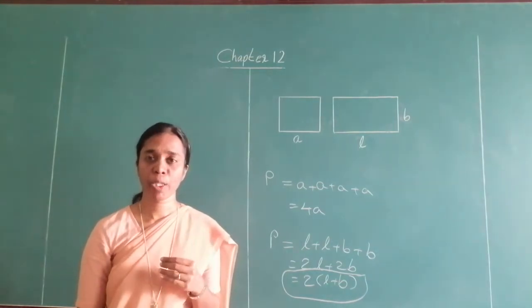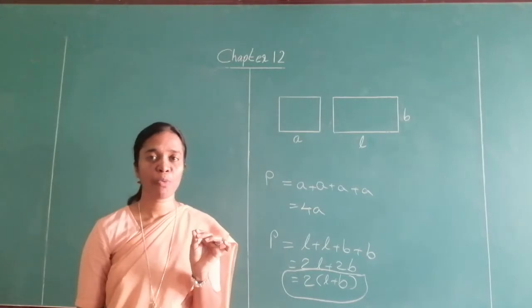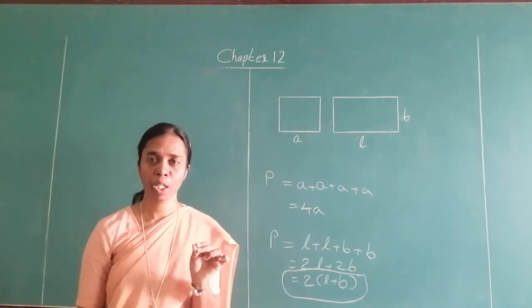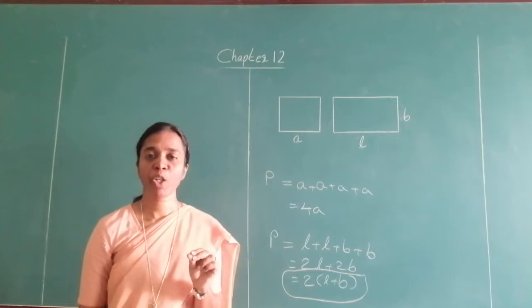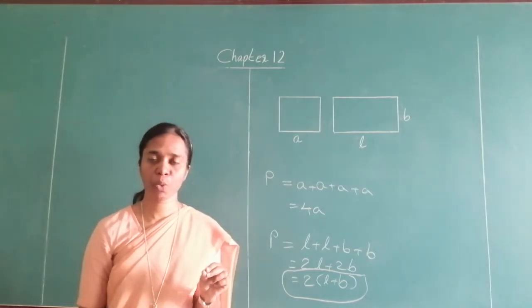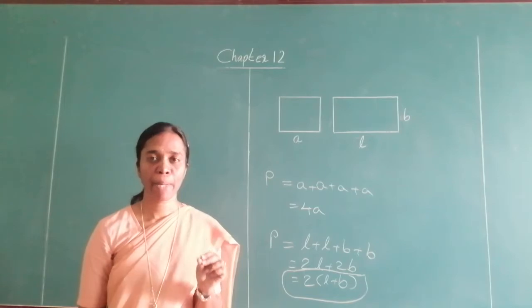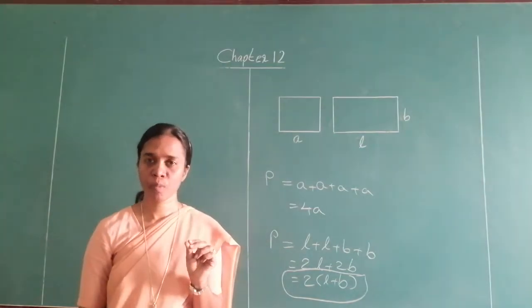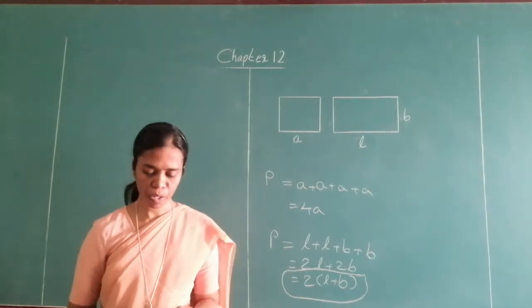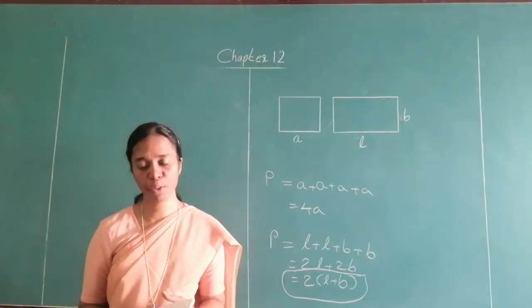Okay. What is it? Perimeter of a square equal to 4a. Perimeter of a rectangle equal to 2 bracket L plus B. Clear? We'll directly go to practice set 44.